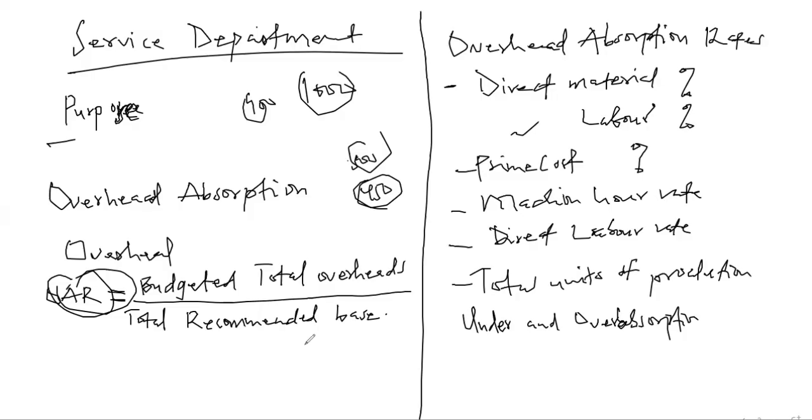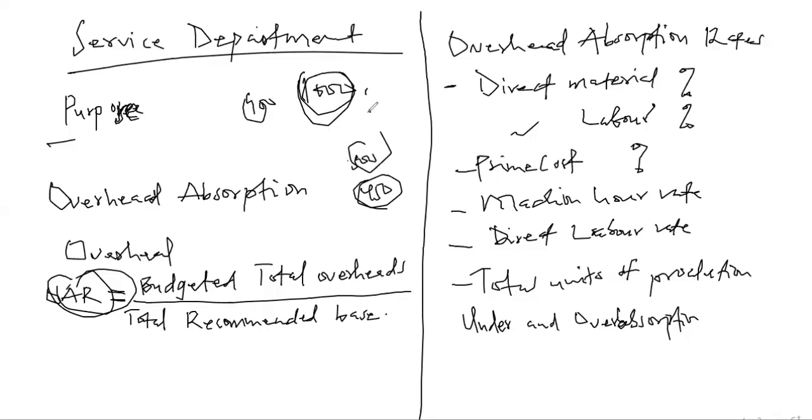So if the actual overheads incurred is 1,000, and at the end of the day, after absorbing these overheads into the production or the cost unit, we ended up having 1,100, it means we've over absorbed our overheads.